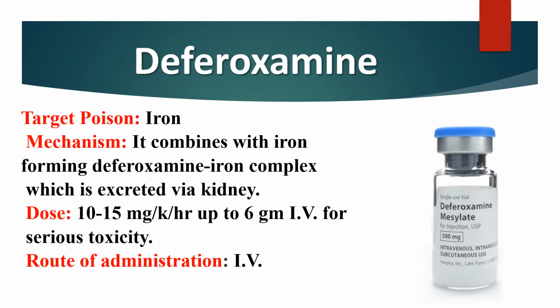Deferoxamine targets iron toxicity. It acts by combining with iron and forming a deferoxamine-iron complex. This complex is excreted through the kidney, and it gives the urine a specific color, orange. We give deferoxamine not in all cases of iron toxicity, only in serious toxicity with a specific level of iron and certain criteria. The dose is 10 to 15 milligram per kilo per hour up to 6 gram. The route of administration is IV for deferoxamine, or Desferal.